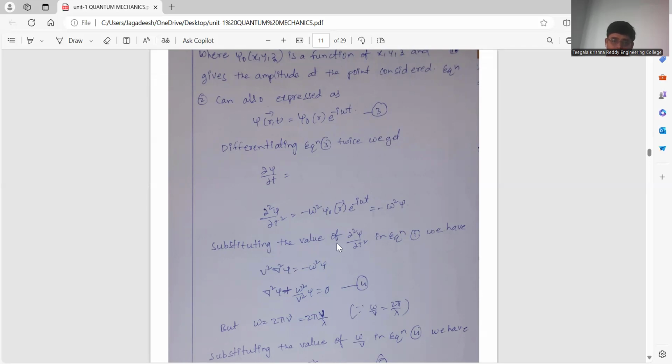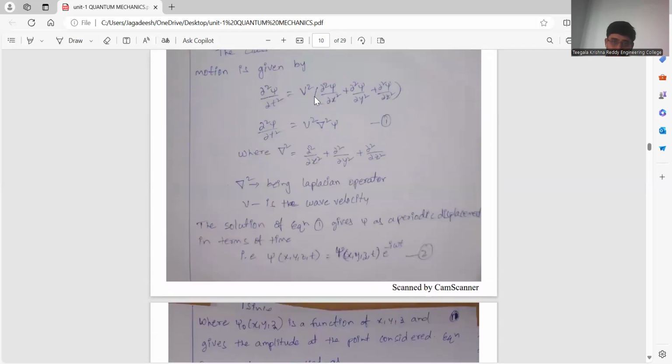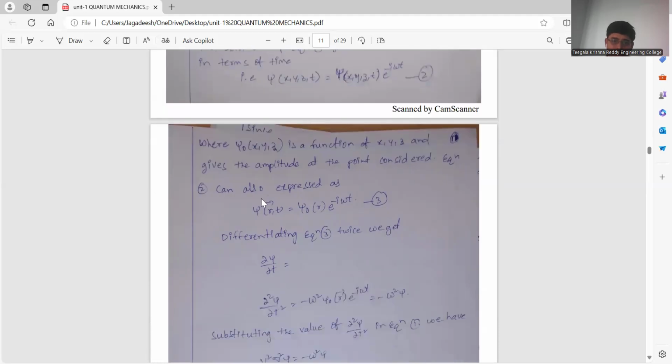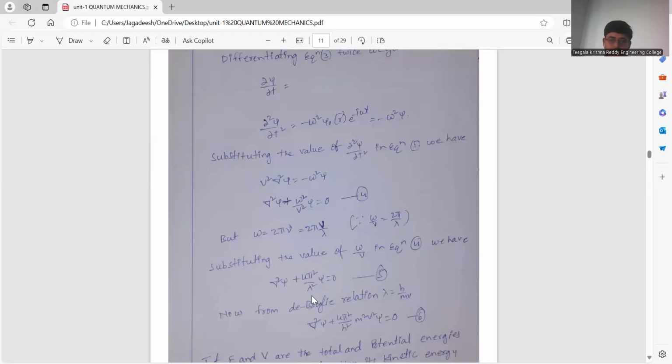Substitute the value of del square psi by del t square in equation 1. Then v square del square psi equals minus omega square psi. Cross multiplying, del square psi plus omega square by v square psi equals 0. That is equation 4.